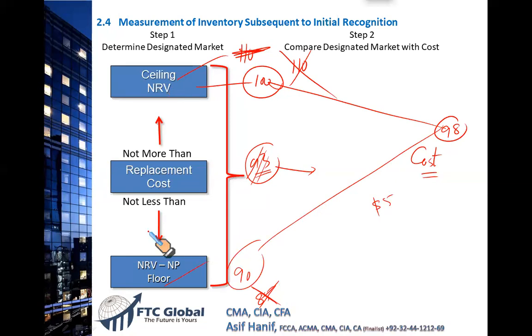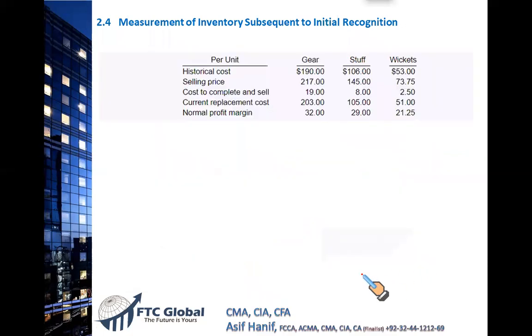Ceiling and floor, I'm not going to go for that. I'm going to go just for 3 numbers, and then I'm going to make my decision: should I write down my inventory or should I do nothing? Let's do this right here in this question. That will make much more sense. Let us do it first for gear.